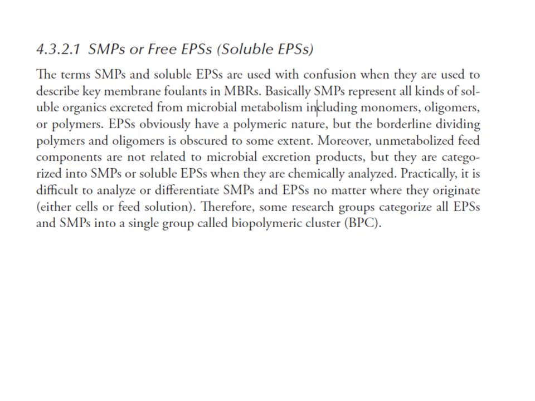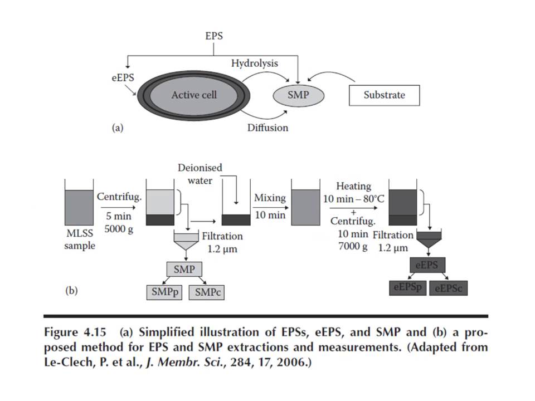Practically, it is difficult to analyze or differentiate SMP and EPS, no matter where they originate. Therefore, some research groups categorize all EPS and SMP into a single group called the biopolymeric cluster, or BPC. So this picture shows how we can analyze EPS from the MLSS sample.